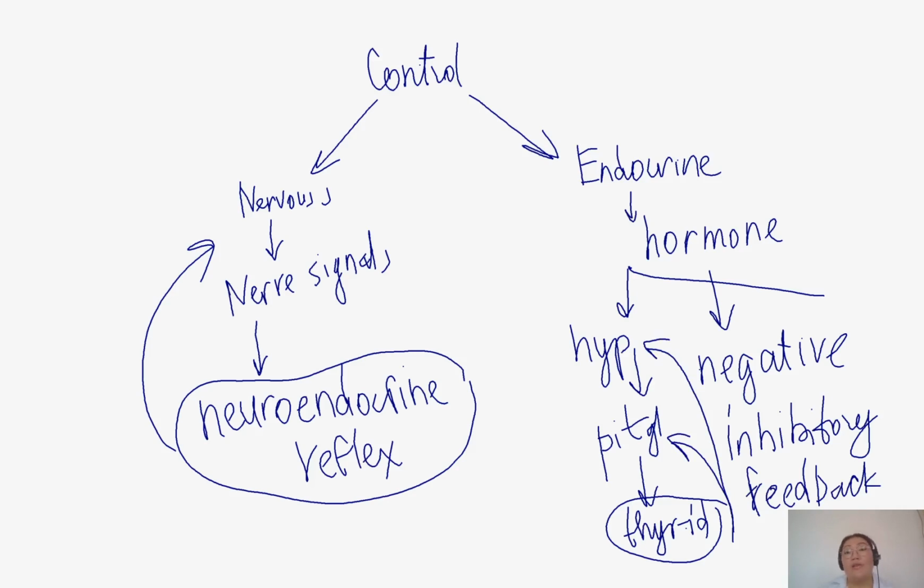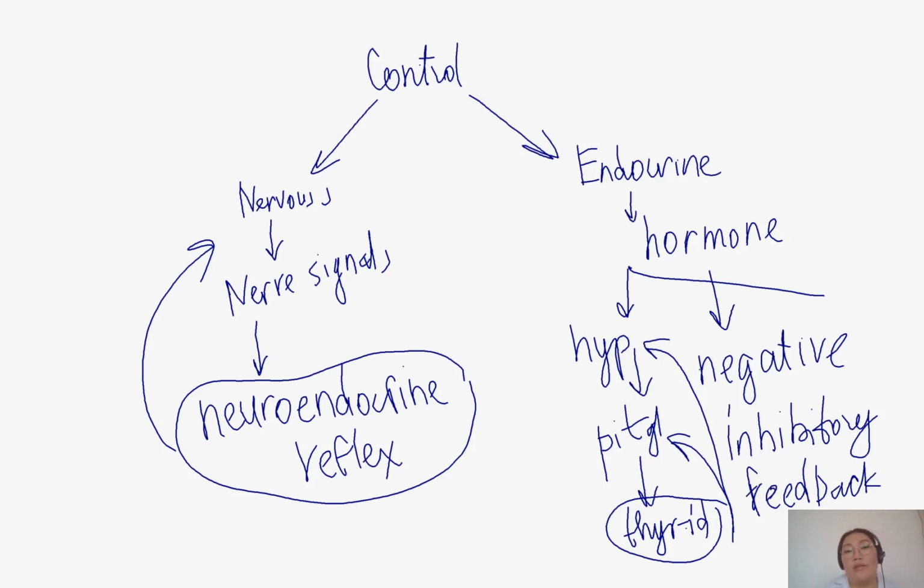That's how we can regulate the level of the hormones. But it doesn't involve any nervous tissue. It involves just the hormones. That's the negative inhibitory feedback, one particular mechanism to control the release of hormones and the level of chemicals in our bloodstream, in our body, in extracellular and intracellular fluid.